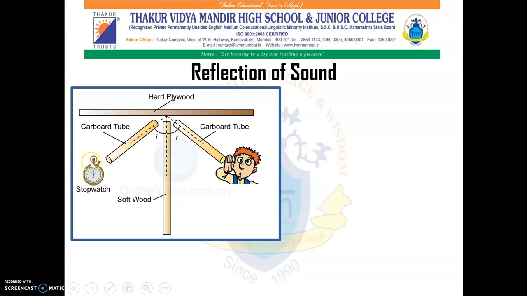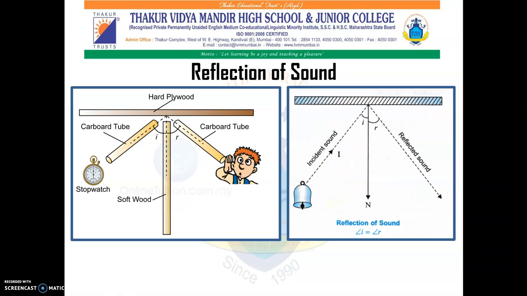Place a clock near the end of one of the tubes and try to hear the ticking sound of the clock at the other end of the other tube by placing your ear there. Adjust the angles of these two tubes till you can hear the sound very clearly. Then measure the angle of incidence, that is I, and the angle of reflection, that is R. Try to see if they are related in any way.